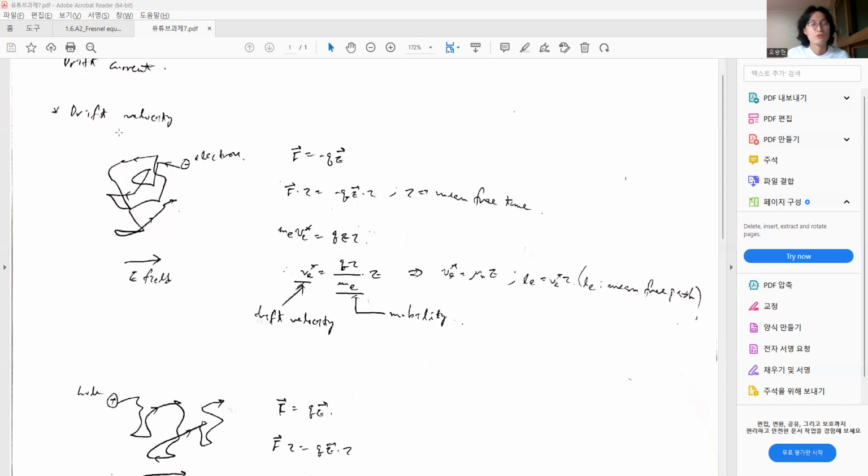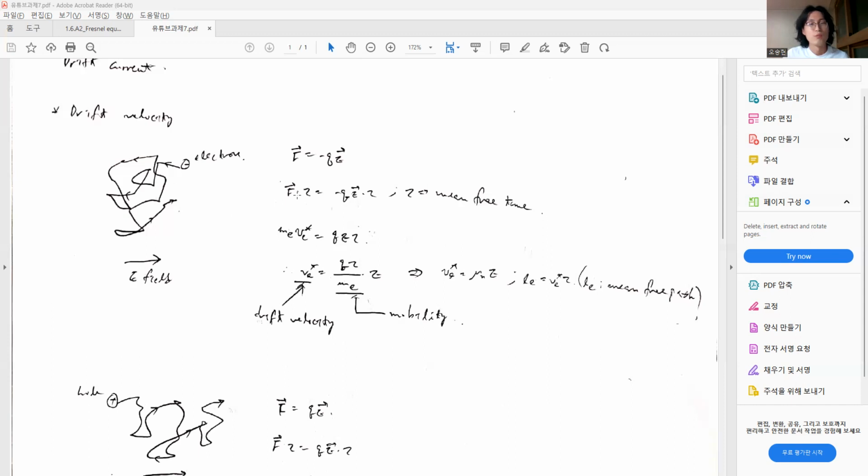As an expression of this movement, as I said before, the electron gets the Coulomb force, which is from the electric field. So the formula can be like this. Here the minus means the force which the electron takes has the inverse direction from the electric field.